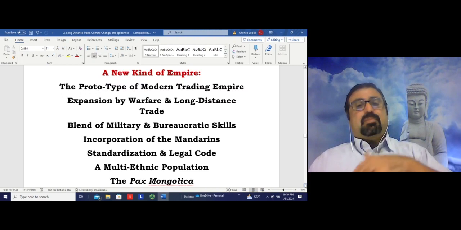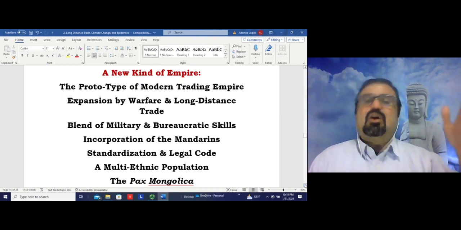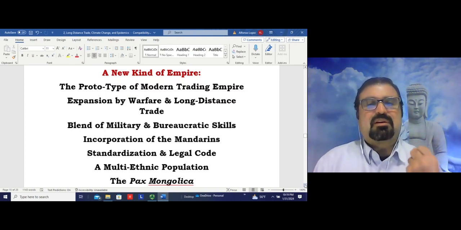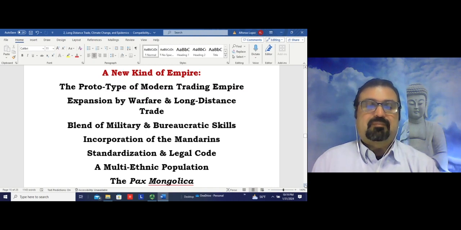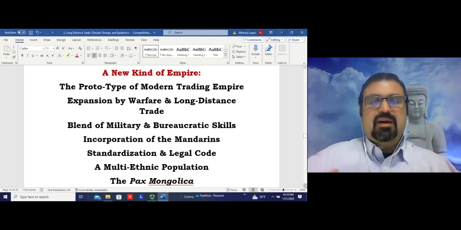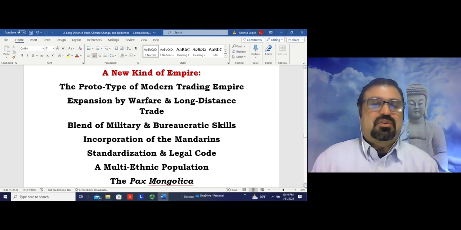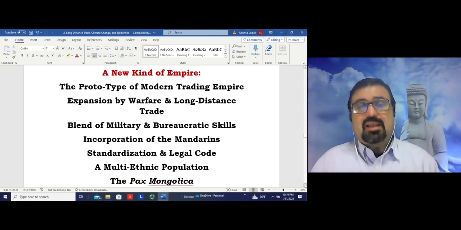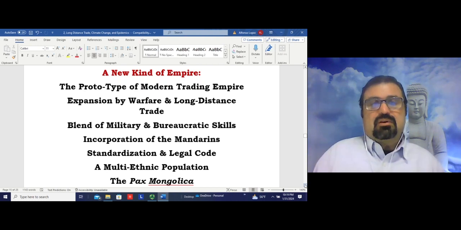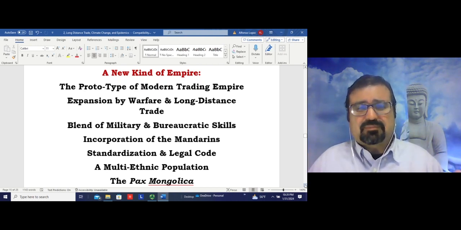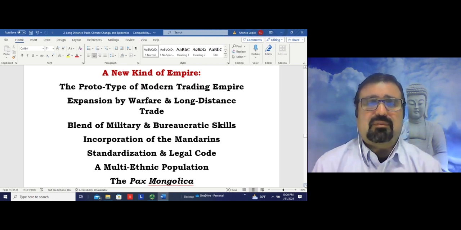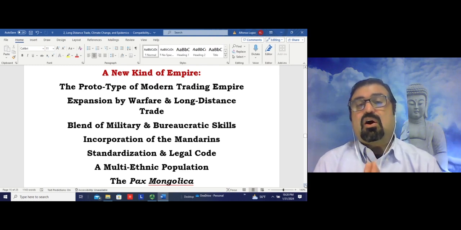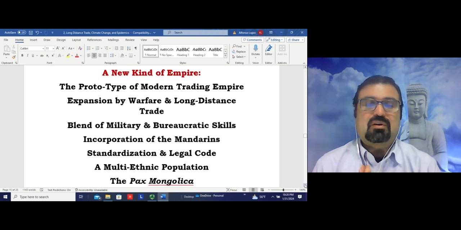It is the prototype of the modern trading empire. All the other empires that will come after the Mongols are going to borrow many of the practices, many of the functions and mechanisms of the Mongol Empire. It is an empire that was bent on expansion by warfare and the control of long-distance trade. This is no longer just the empire that is content with expanding territorially and extracting tribute from the conquered populations the way that previous empires had built their systems. But now it is really the control of long-distance trade. And this is something that the Mongols understand very well, that trade is the most effective way to increase their revenues. So they are controlling the flow of goods along the network.